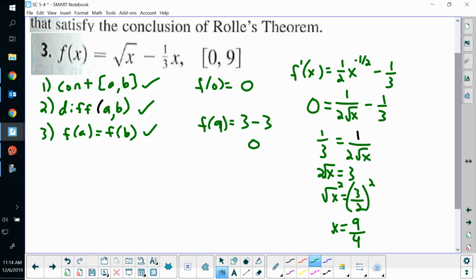We shouldn't just move on to the next question. We want to check and make sure that's in the interval. 9/4 is 2 1/4. Okay, 2.25 is on 0 to 9. So then we're probably in good shape.